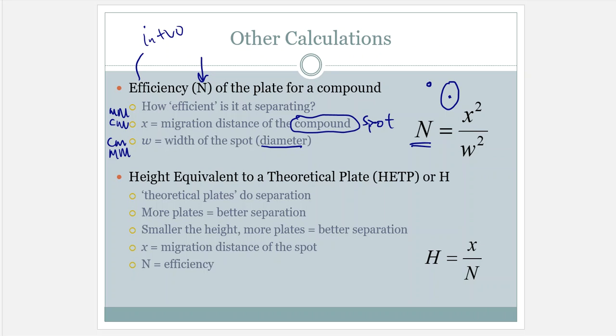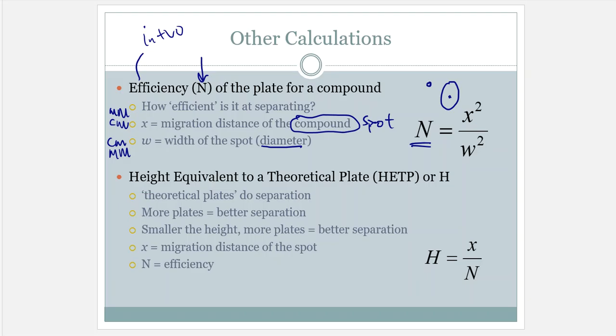How wide is it? We hope it's universal. We hope it's circular. We hope it's not an elliptical type of situation. We hope it's not like an arrow. We hope it's not curvy. We hope that this thing is really, truly a spot. So that is N, which is efficiency. That's how we calculate that value.